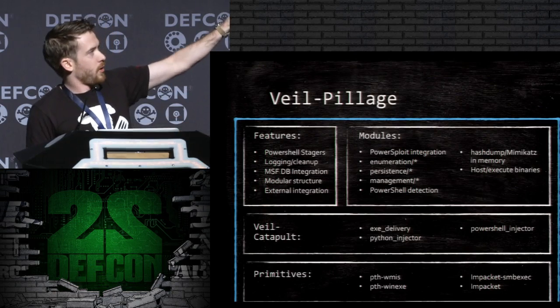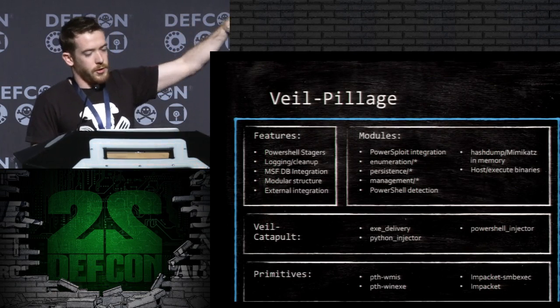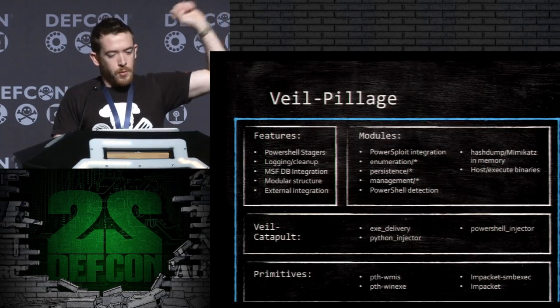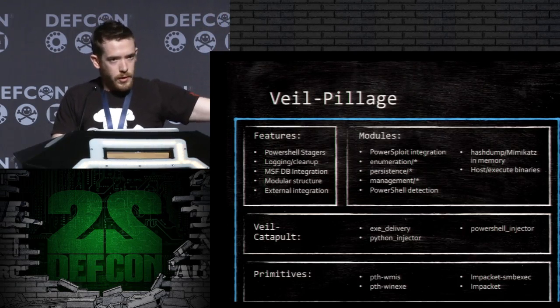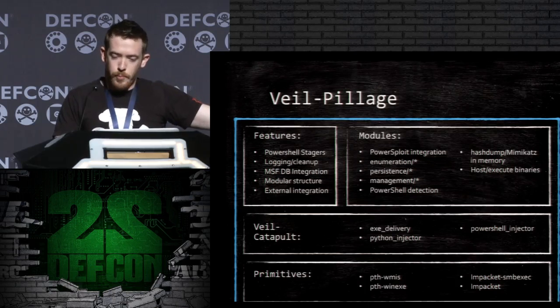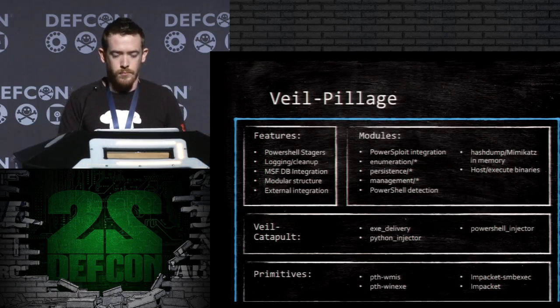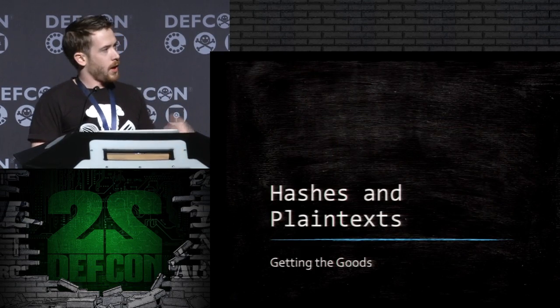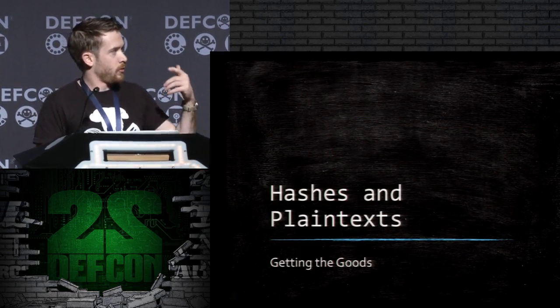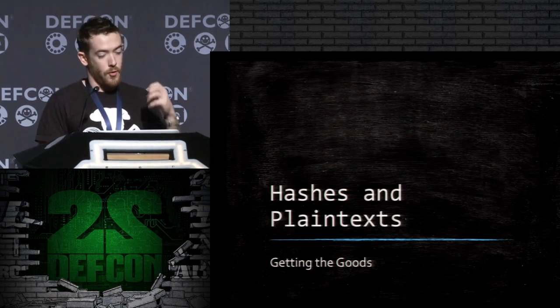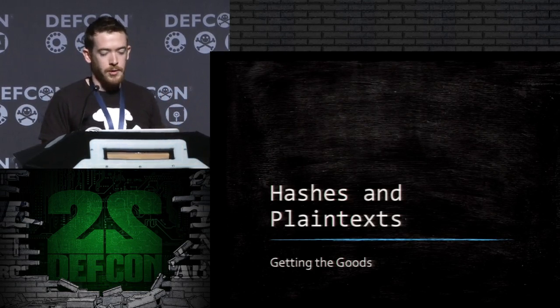So that's kind of the last part of Veil Pillage. We have our features, kind of the icing on top. We have the modules, the core part of it, all that catapult functionality, the primitives, and all that good stuff. I'm going to back up just real quick to some of the interesting core modules for hash dumping and plain text grabbing.